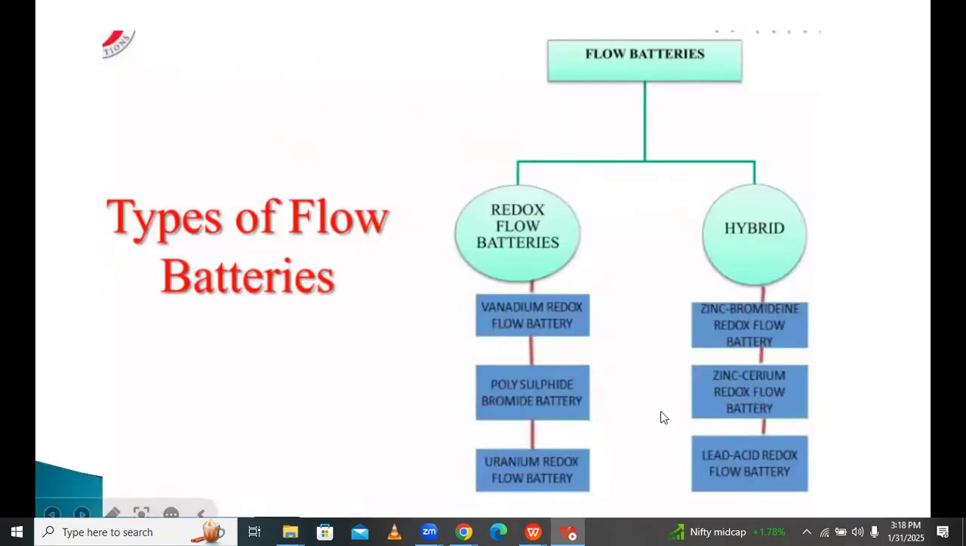Okay, so this is enough for today. Only one energy storage is left, that is SMES, superconducting magnetic energy storage. Only that one concept is left over from the third unit.